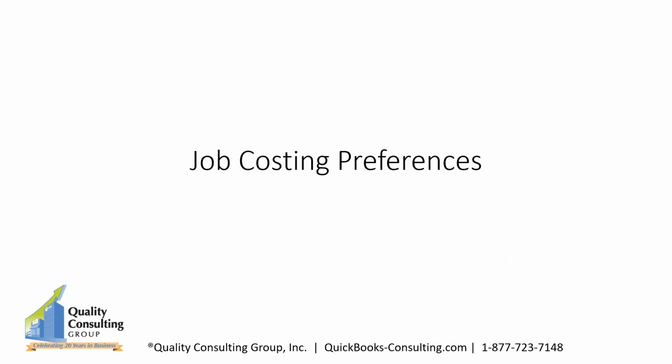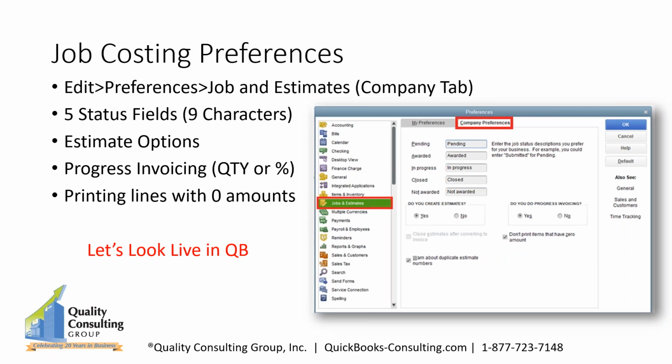Next is going into the job costing preferences. So we'll go into it live, but I'll just share briefly what we see here. That's the pathway is the first one. So it's edit, preferences, and then the job and estimates. And it is on the company tab. And I just want to point out that because it's on the company tab, you have to be in single user mode. You also have to be either the administrator or what's considered an external accountant to be able to access that section and make changes on there.